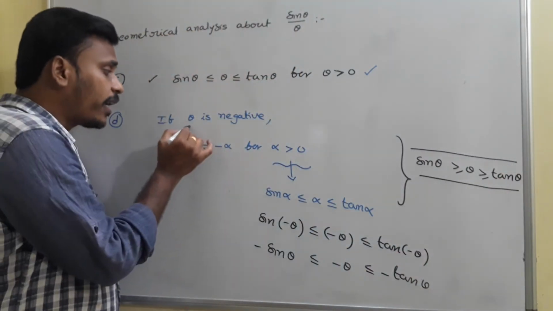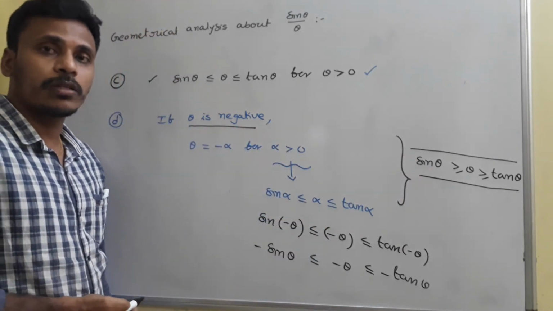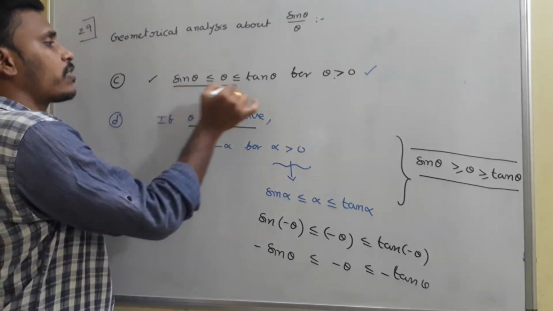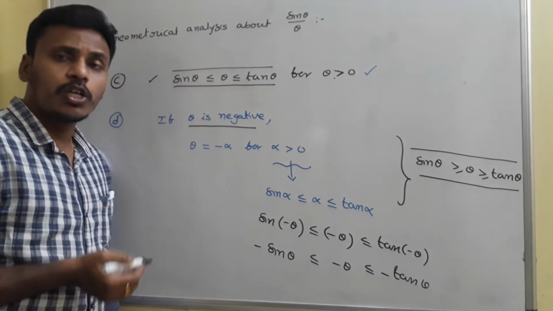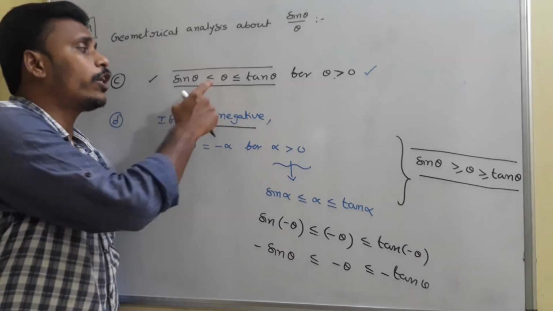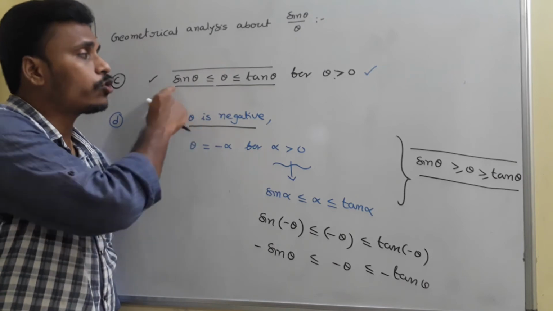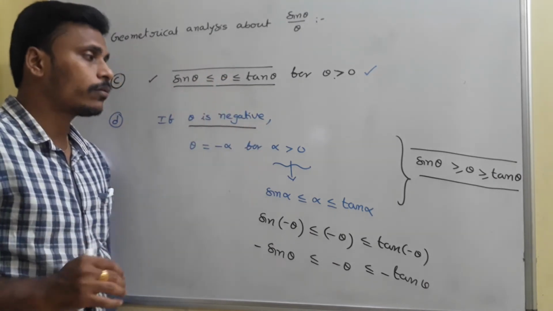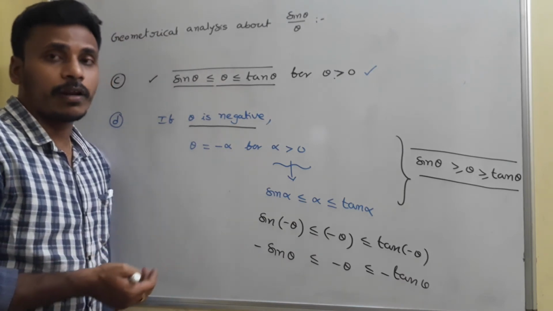If theta is negative, then this is the statement: sin theta greater than or equal to theta greater than or equal to tan theta. If theta is positive, then this is the statement: sin theta less than or equal to theta less than or equal to tan theta. So, according to the theta under discussion, you need to consider the inequality. Sometimes for positive values this is correct and for negative values that is correct. Based on that, now we have a chance to generate left limits also.